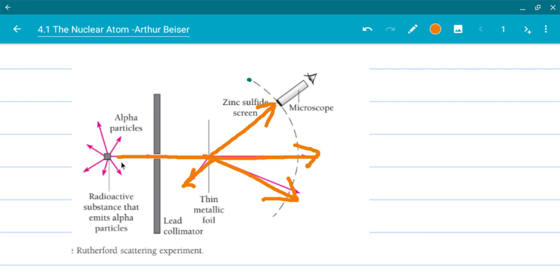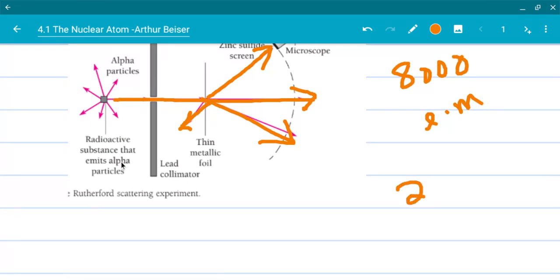Now, Geiger and Marsden made some conclusions. And they made it on the basis of the fact that the alpha particles that they are using are relatively heavy, which is around 8,000 electron masses, okay? And not only are they heavy, but they were being accelerated to very large speeds, almost 2 into 10 raised to power 7 meters per second. So only powerful forces could have caused such marked deflections.